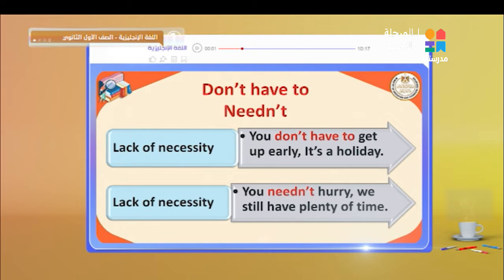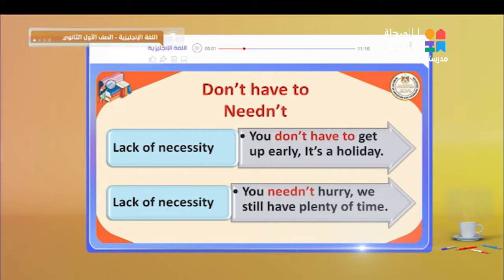So when we express lack of necessity, something which is not necessary, we say you don't have to. You don't have to get up early, it's a holiday. Suppose that it's a Friday and we don't have to go to school, so we say we don't have to get up early. Can we use mustn't here in this sentence? No, of course not. We can't use mustn't because it's not forbidden to get up early. We can get up early on a holiday, but we needn't or we don't have to. It's not necessary for us.